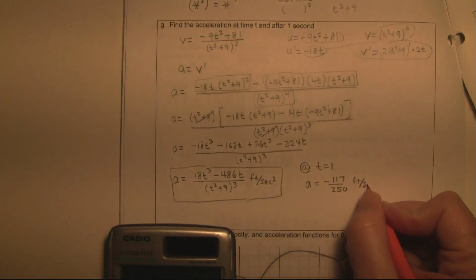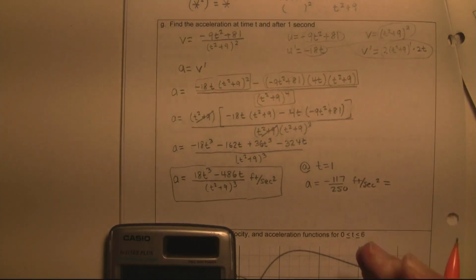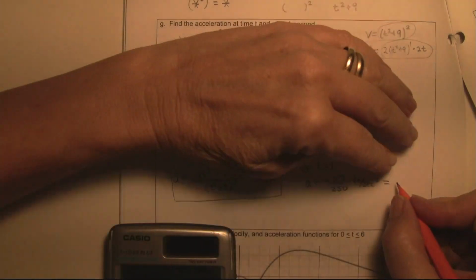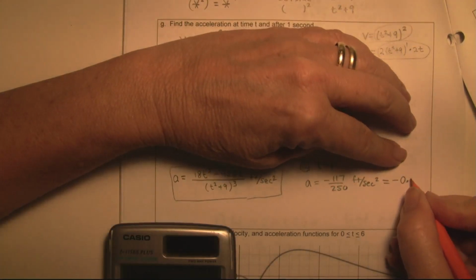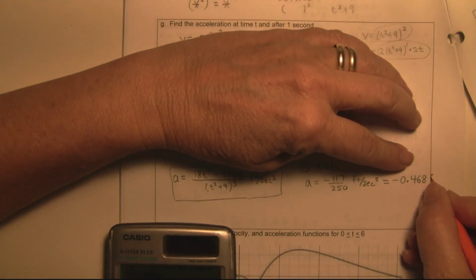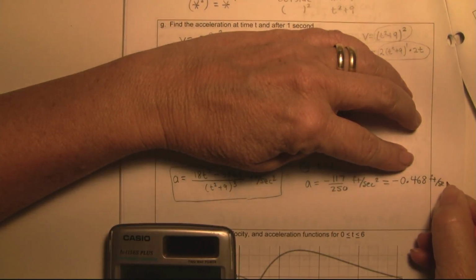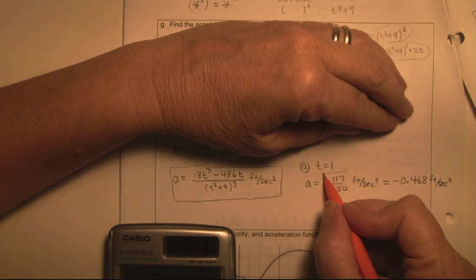Feet per second squared, which is equal to negative 0.468 feet per second squared. So either one of those would be okay.